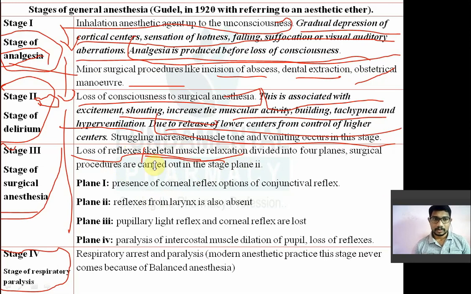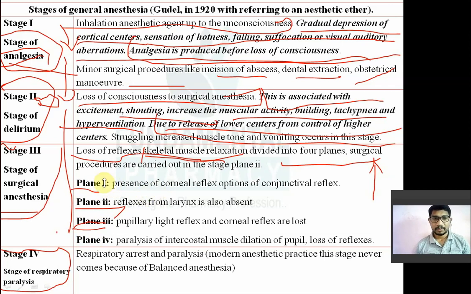And this stage 3 is divided into different planes. Stage 3 of general anesthesia is divided into 4 planes, and surgical procedure is carried out in this stage. यहाँ पे ही सर्जिकल प्रोसेस आपको करना है. जो भी सर्जरी है वो इस स्टेज में करना है. Stage 3 divided into different planes. Known as plane 1, plane 2, plane 3 and plane 4. Okay? Each and every plane will have loss of one reflex. यहाँ पे एक या दो रिफ्लेक्स कम हो जाएंगे.